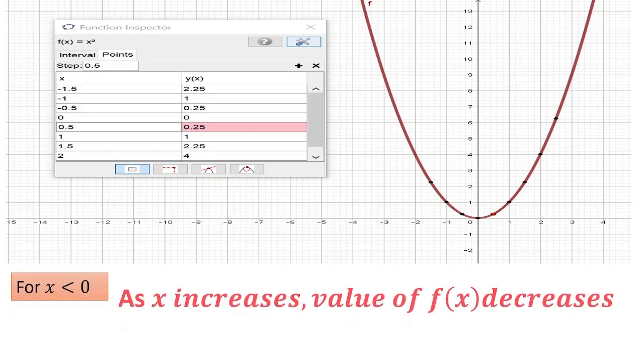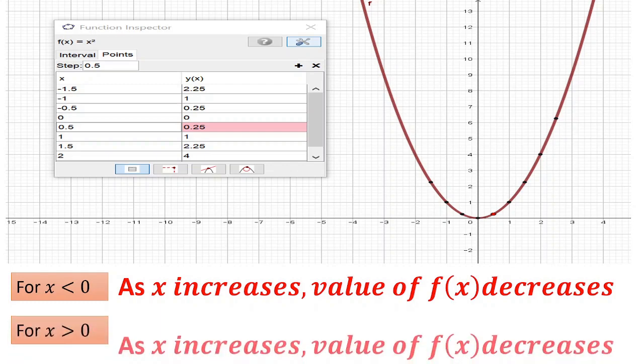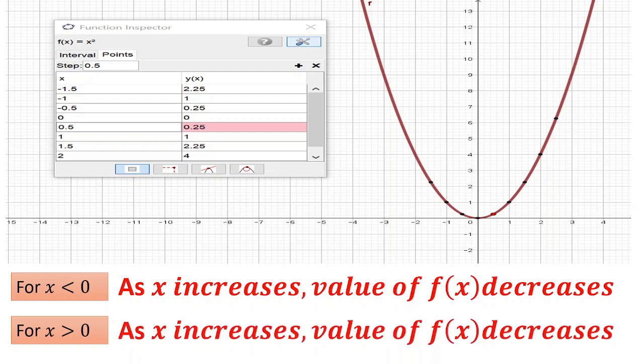For x less than 0, if x increases, the value of f of x decreases. And if x is greater than 0, when x increases, the value of f of x increases.